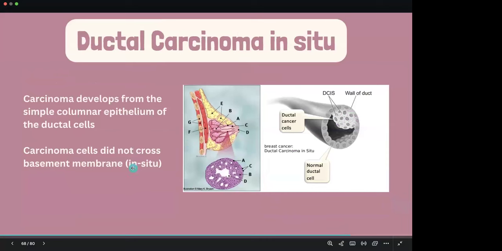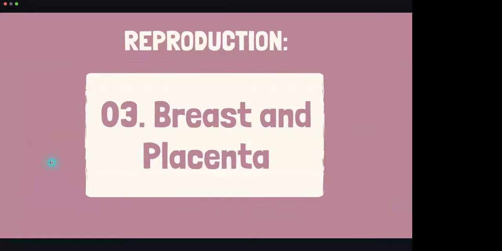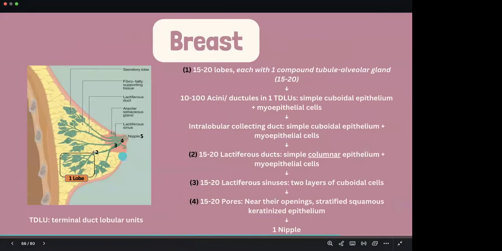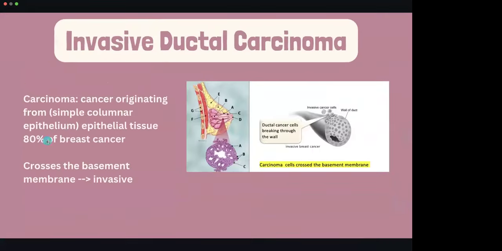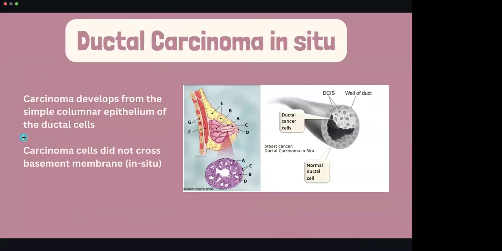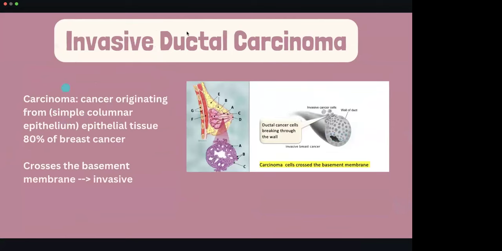Okay, now to the clinical part. Ductal carcinoma in situ. Ductal as in this part. Oops. The ducts, the lactiferous ducts, these ones. In situ means that the carcinoma is occurring, but it didn't cross the basement membrane yet, so it's not invasive yet. And this develops from the simple columnar epithelium of the ductal cells. But when it crosses that basement membrane, it becomes invasive. And the cancer again originates in the simple columnar epithelium, and 80% of breast cancers occur here. It crosses the basement membrane and becomes invasive.